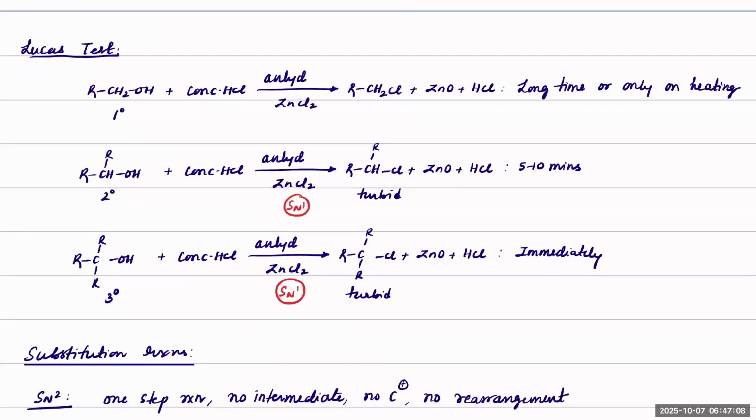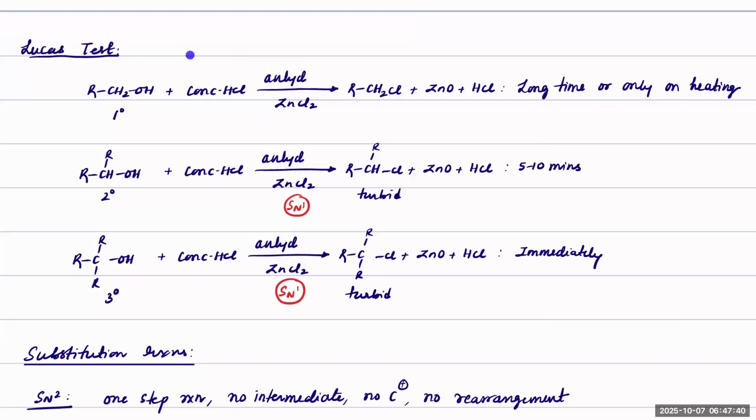Next is Lucas test. This test is also a reaction for preparation of alkyl halides. So think this way. If you take 1 degree alcohol and react with concentrated HCl, it will not react well because it cannot form a stable carbocation here. But concentrated HCl also does not break that easily. So to ensure that this bond breaks and H plus is available, what should we do? We should add anhydrous ZnCl2.